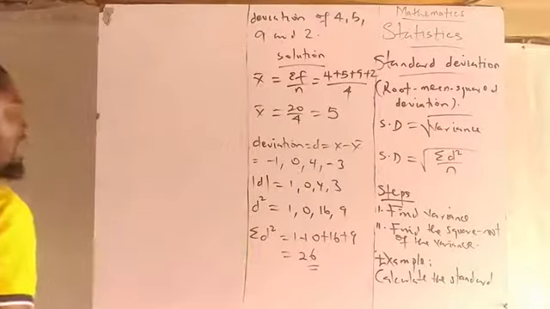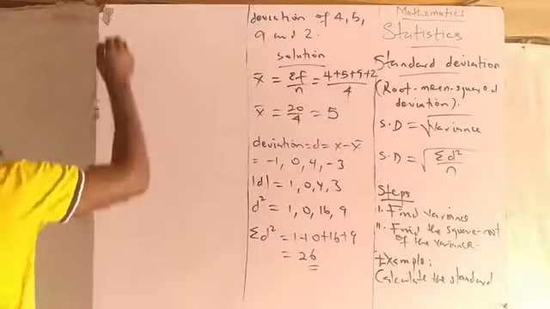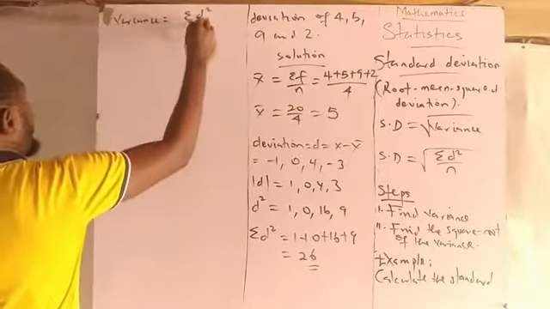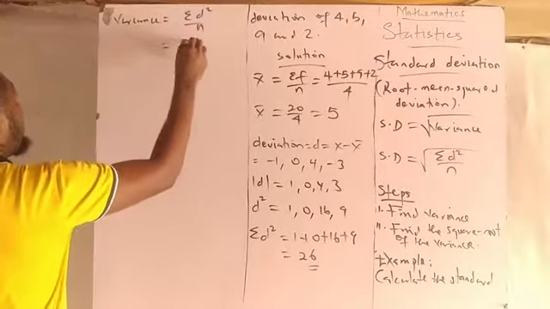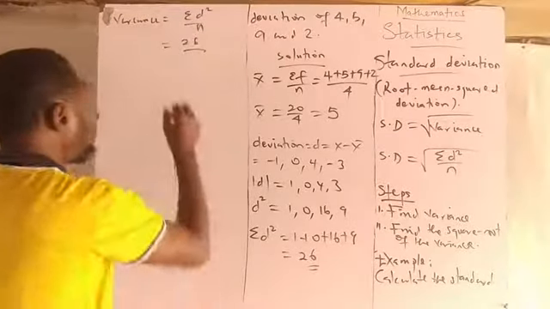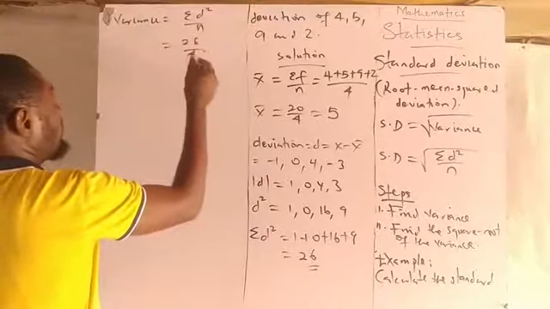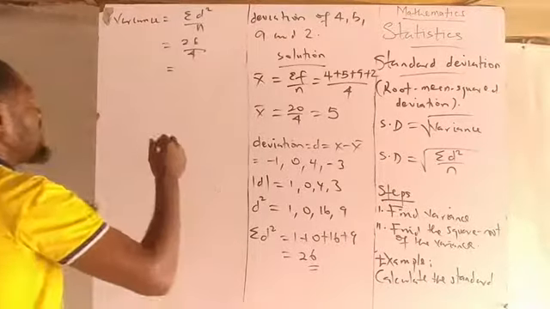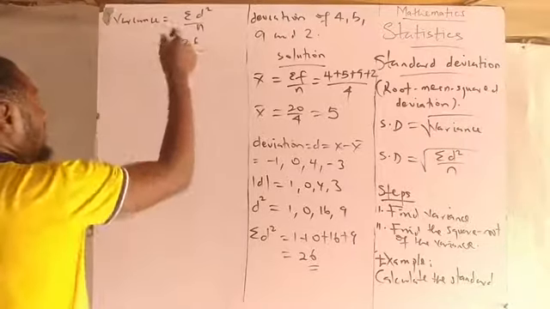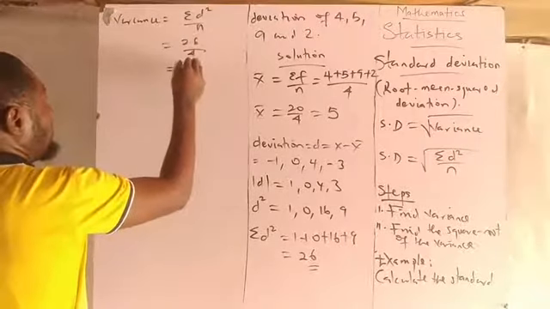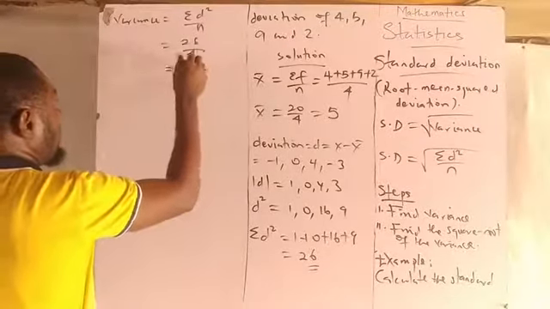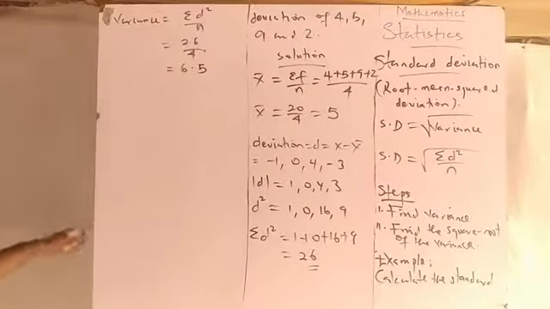Then let us now find the variance. Our variance is summation d square over n, so our answer will be 26 all over 4. You can write that as a decimal. 4 in 26 is 6, remainder 2. Put the point and add 0. 4 in 20 is 5. So the answer is 6.5. So our variance is 6.5.